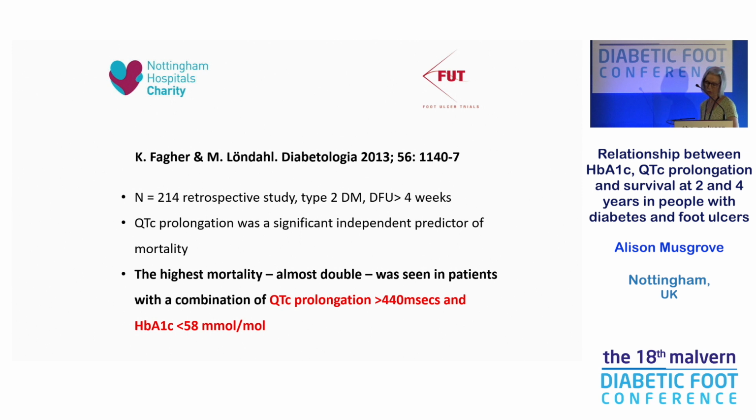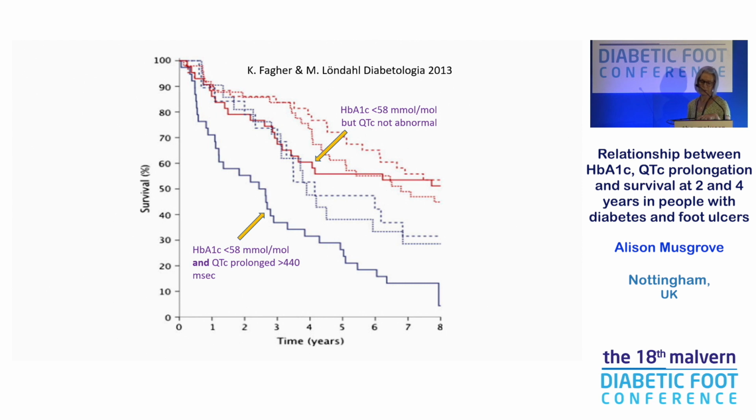They also found that a combination of these factors led to an almost double mortality rate than that of all other individuals in the study. The survival curve indicated that mortality differences associated with low HbA1c were clearly established from 12 months onwards. And for the combination of low HbA1c and prolonged QTc, association was seen after 24 months.